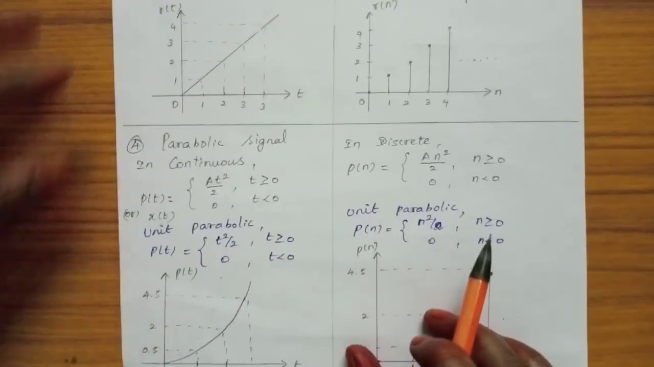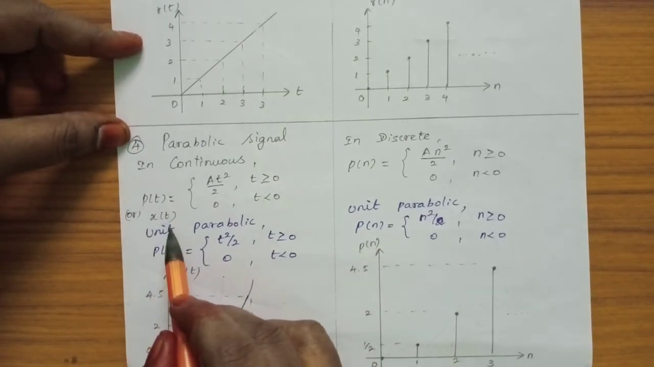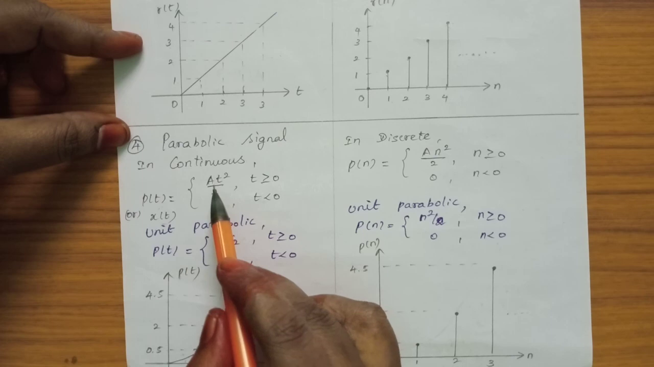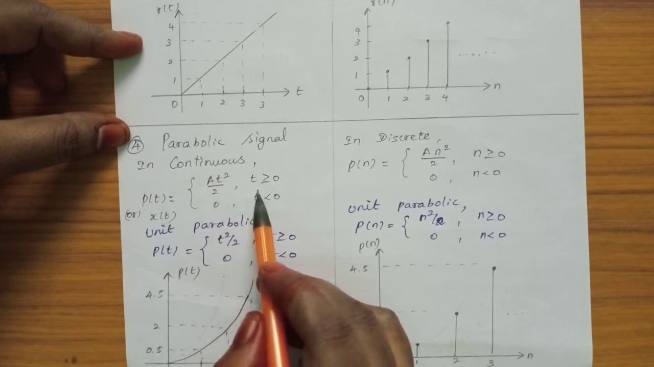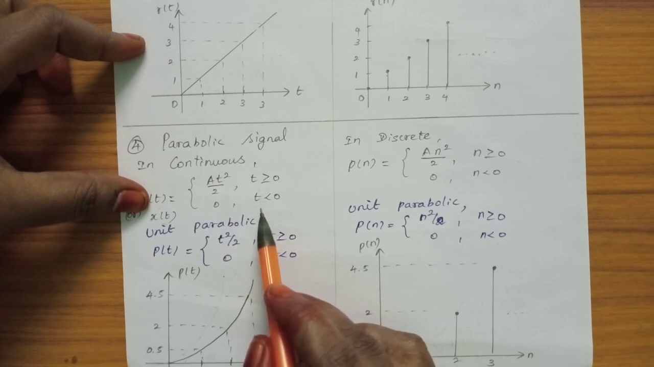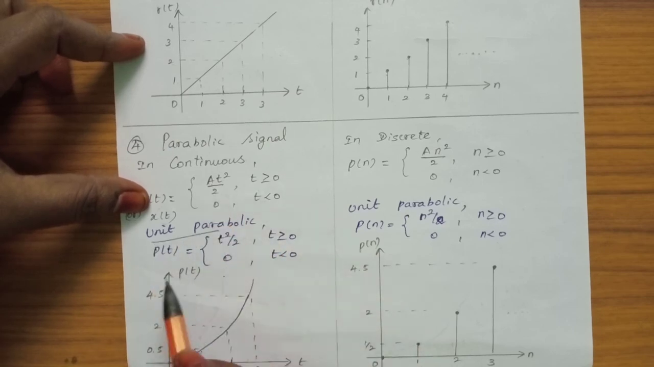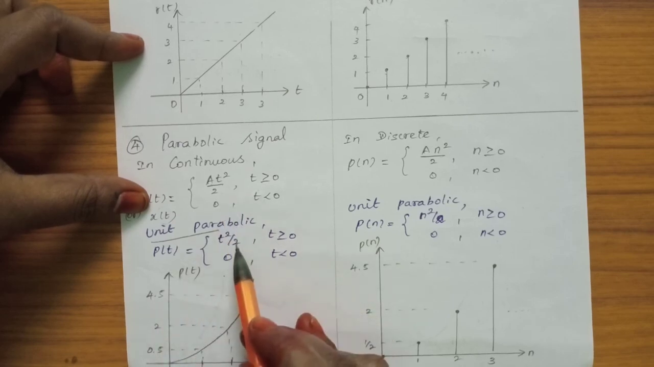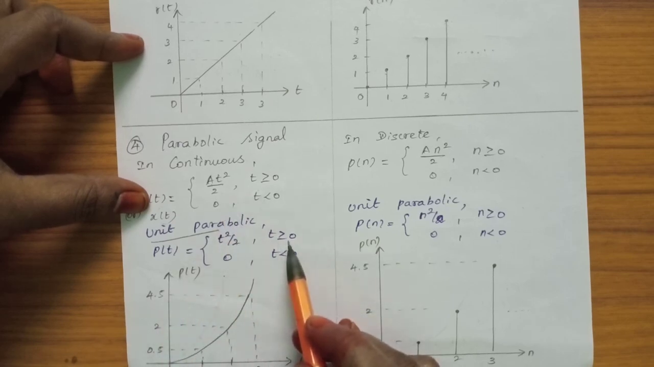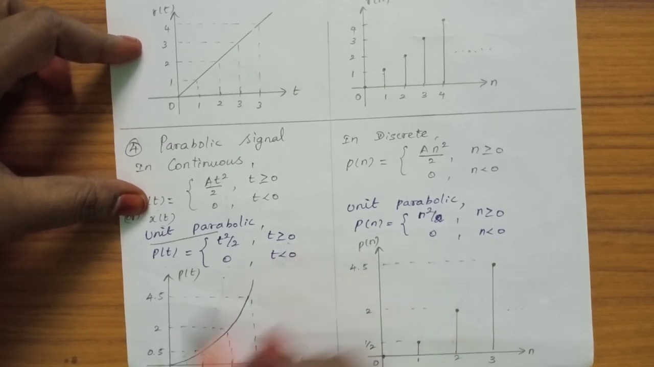And next, parabolic signal. So p of t, it can also be represented as x of t. So p of t equal to a t square by 2 when t greater than or equal to 0, 0 when t less than 0. Okay, for unit parabolic a equal to 1. So p of t equal to t square by 2 when t greater than or equal to 0, 0 when t less than 0. If you substitute t values, first t equal to 0 means p of t also 0.